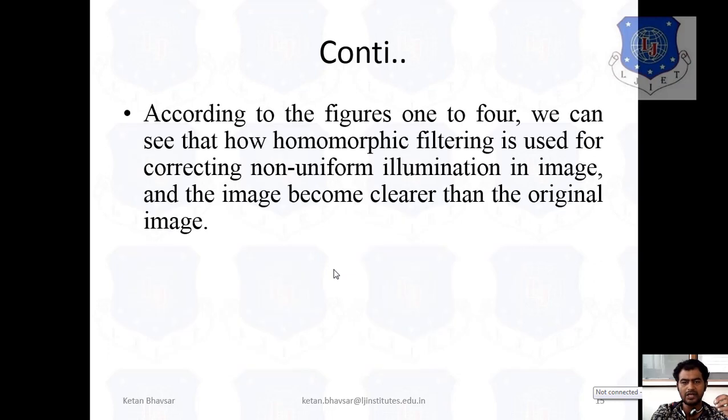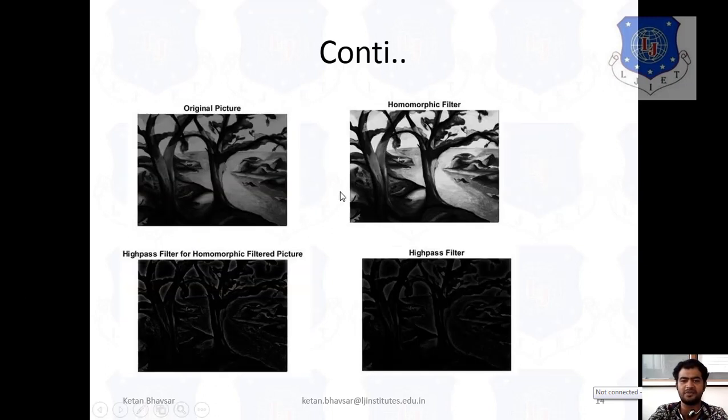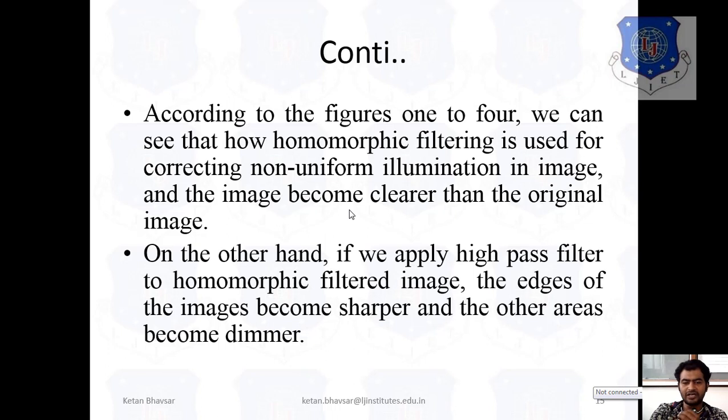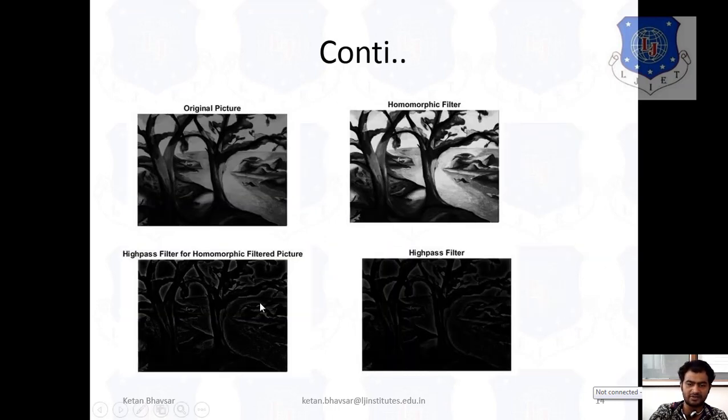So according to figures 1 to 4, we can see that the homomorphic filter is used to correct the non-uniform illumination in an image, and the image became much clearer than the original image. So this sentence is definitely proven. As you can see from this image, your image is much brighter and your data looks much clearer as compared to the original image. On the other hand, if we apply the high pass filter to the homomorphic filter content, the edges of the image become sharper. As you can see, the image became much sharper.